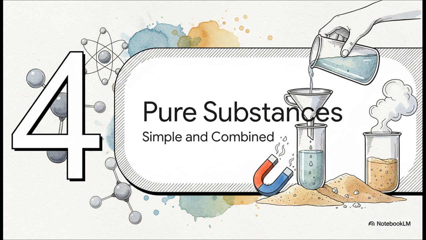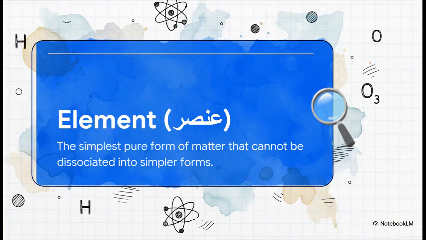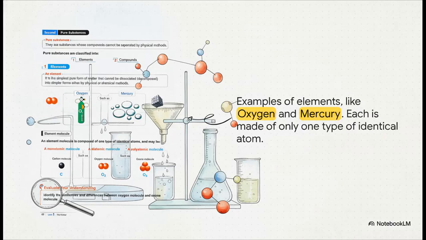Remember, these are the ones that can't be separated by simple physical methods. Pure substances also come in two types. The first one is called an element. An element is the simplest, most basic form of matter you can get. You just can't break it down into anything simpler. Here are a couple of examples for you. The oxygen we breathe, that's an element. The metal mercury, which you might see in an old thermometer, is also an element. They're considered pure because they're each made of only one single kind of atom.